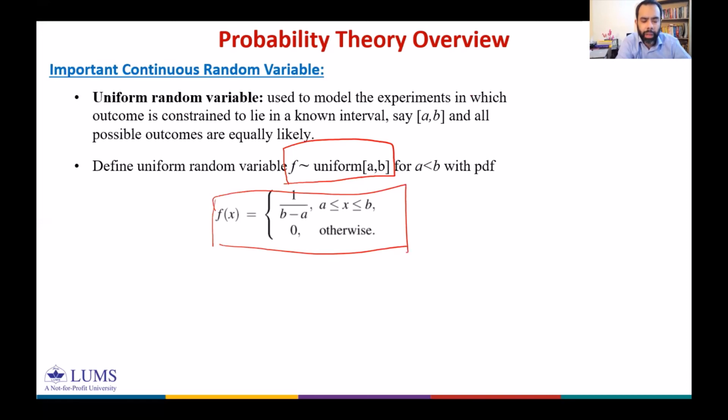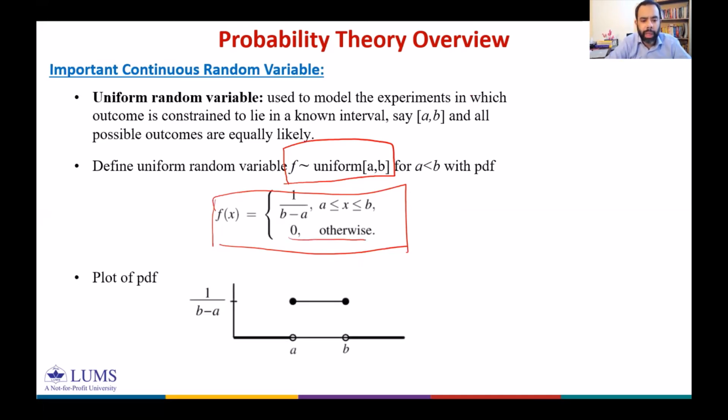when random variable x is between A and B, the value is 1 over B minus A. So this is indeed the inverse of the width of the interval. Right? And so we use 1 over B minus A to ensure that when you integrate this from -infinity to infinity, the total area is equal to 1. And when the random variable is outside the interval, the value of PDF is 0.